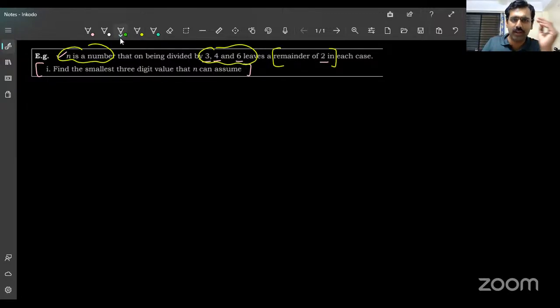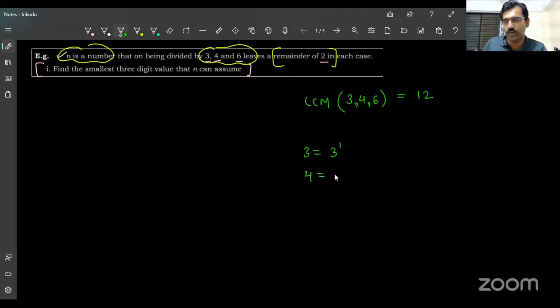So can I think of a number which is divisible by 3 as well as 4 as well as 6? So I think the number which I'm trying to have here is nothing but the LCM of 3, 4, and 6. And we all know LCM of 3, 4, and 6 is going to be 12. I hope we all know this very clearly. If you don't know how to do it, if you prime factorize 3, it is 3 to the power 1. If you prime factorize 4, it is 2 squared. If you prime factorize 6, it is 2 to the power 1 into 3 to the power 1.